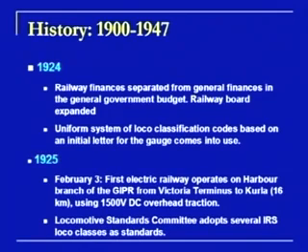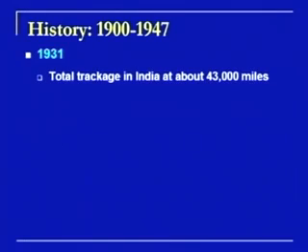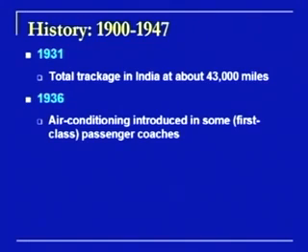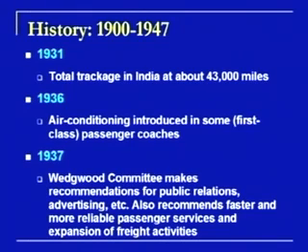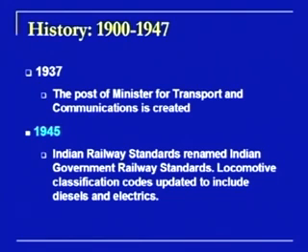Then there was the Locomotive Standards Committee, which adopted several Indian Railway specification loco classes as standards. We also see the betterment of passenger facilities, in terms of air conditioned facilities being provided from 1936 onwards. Then there were certain recommendations for better passenger services and expansion of freight activities. A committee was formed for this, named the Wagwood Committee, in 1937. The post of Minister of Transport and Communication was created to control the overall operations of transport systems in 1937, and the Indian Railway Standards were renamed as Indian Government Railway Standards in 1945.